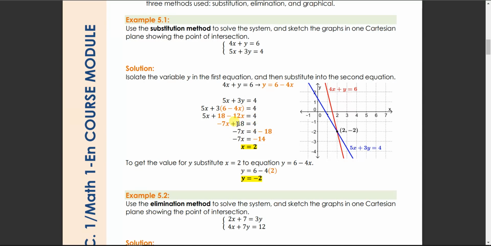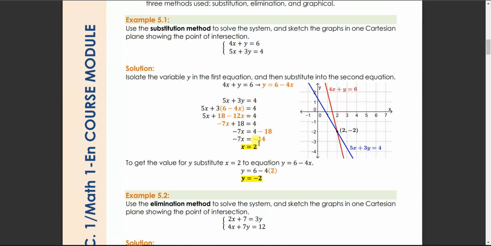Next, we are going to transfer the constant to the other side of our equation. So from positive 18, it will become negative 18. So what remains on the left side is negative 7x, then equal to 4 minus 18. So 4 minus 18 is equal to negative 14.